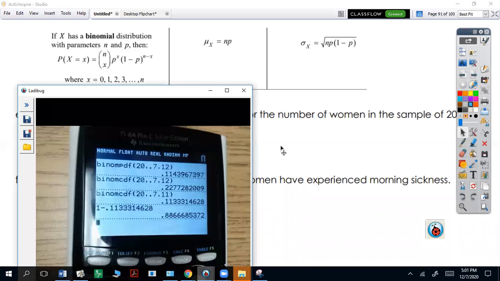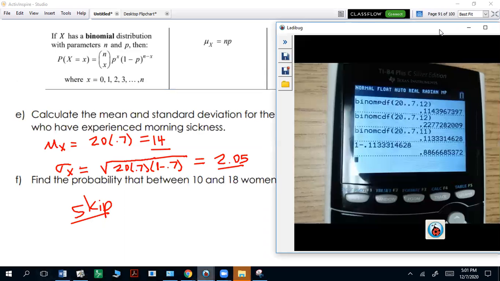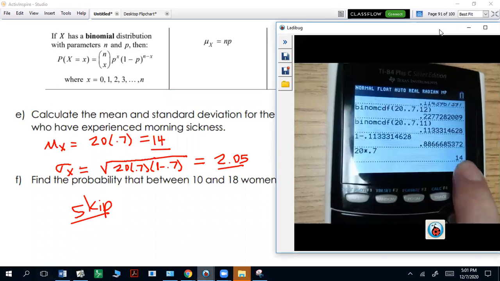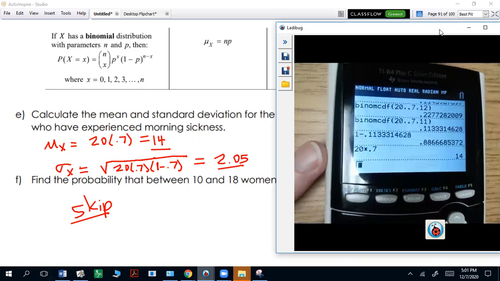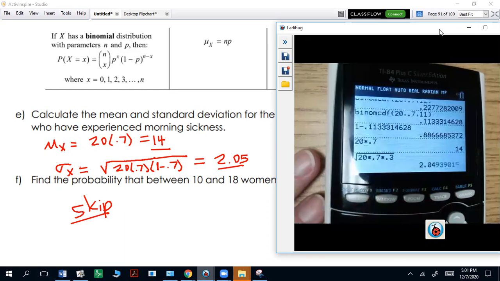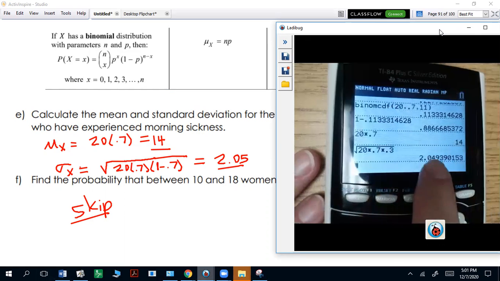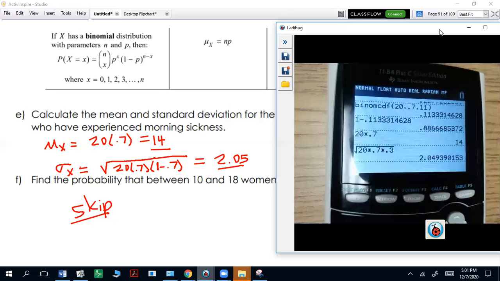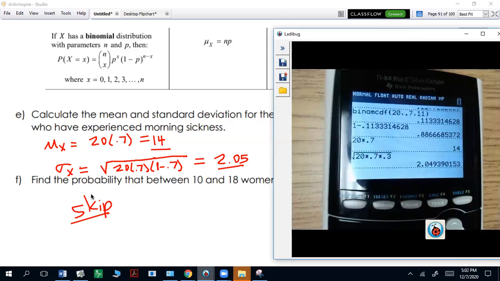So literally, to get that mean and standard deviation, since this was 20 trials and the probability of success is 0.7, you just multiply those and you get a mean of 14. For standard deviation, you do your 20 times your 0.7, but then times the complement, which is 0.3. These two probabilities have to add to 1, and so you're going to get 2.05. So a binomial distribution can have a mean and standard deviation. That's how you get them. We'll skip letter F.